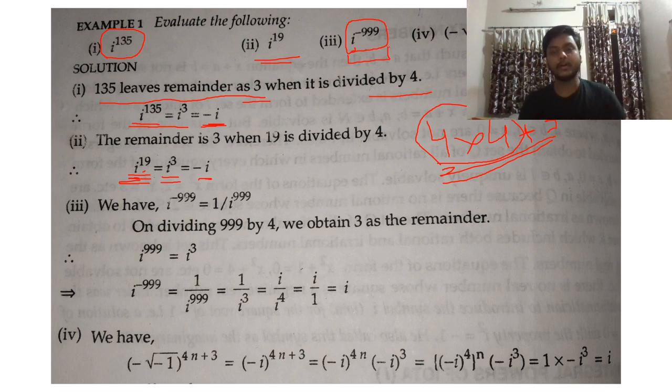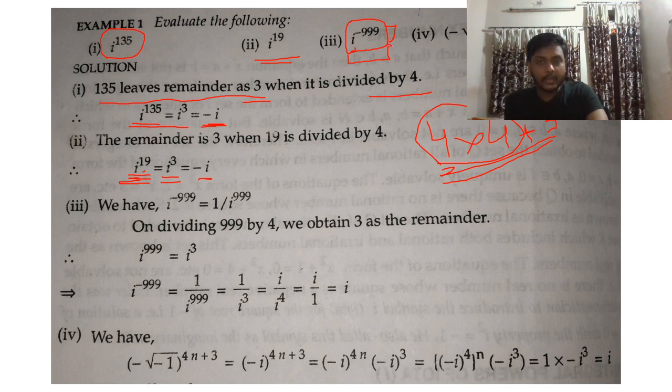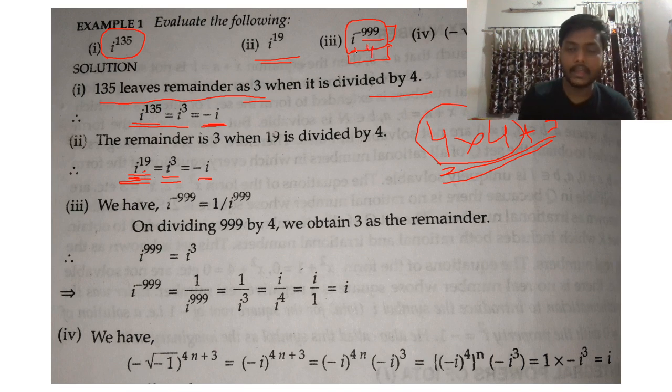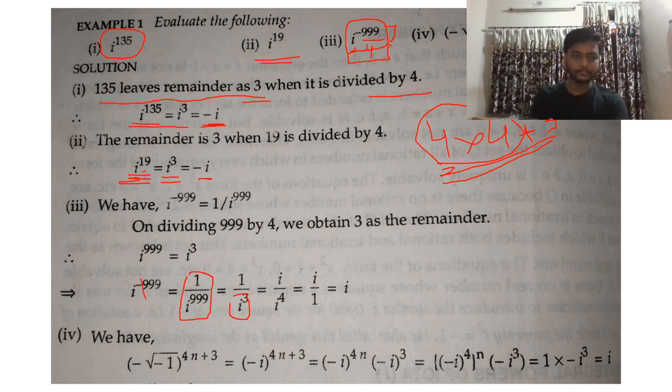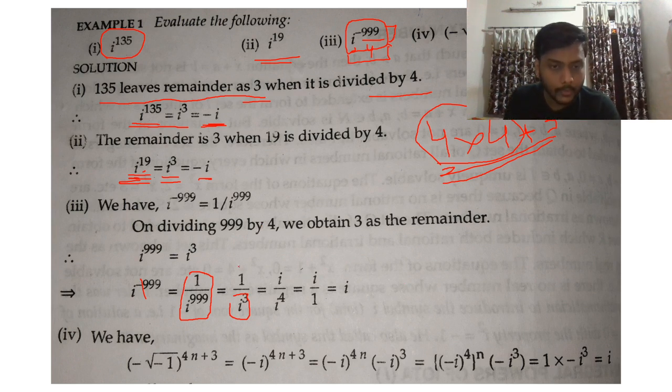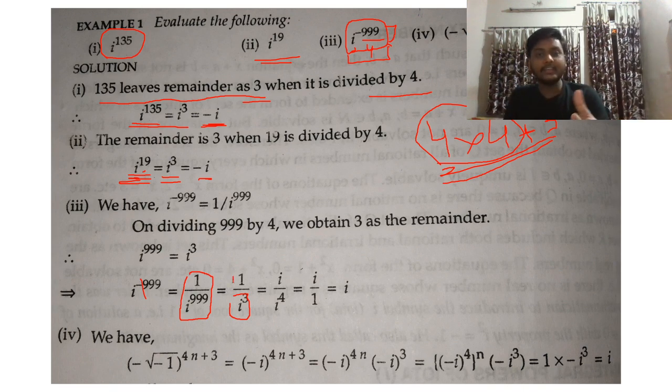So when I talk about i to the power minus 999, again what am I going to do? I'm going to divide this 999 by 4. When I divide 999 by 4, I have i to the power 3 left. First of all, I've got this minus removed. How? I wrote i to the power minus 999 in this form, 1 upon i to the power 999. And now I have 1 upon i to the power 999 divided by 4.